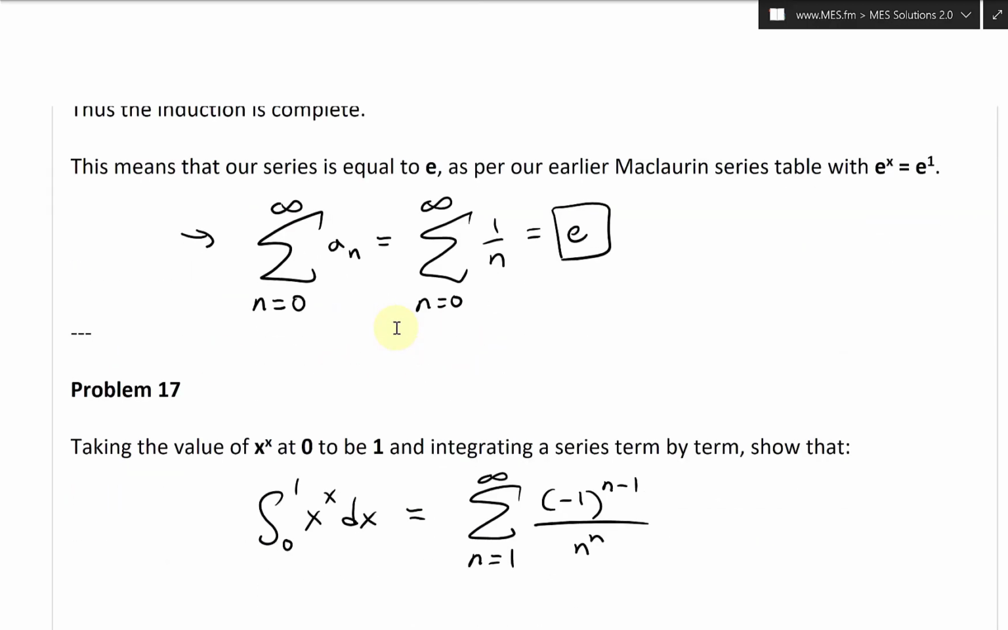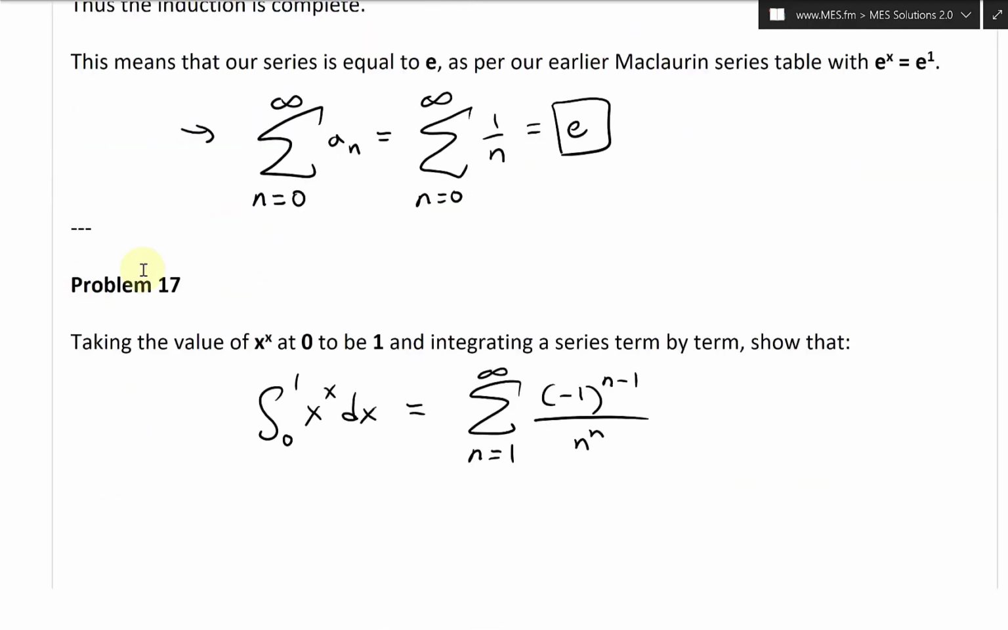Alright, so now that we're done with problem 16, let's take a look at problem 17. This one states: taking the value of x to the power of x at 0 to be 1, in other words 0 to the power of 0 equals 1, and integrating a series term by term, show that the integral from 0 to 1 of x to the power of x dx is equal to the summation from n equals 1 to infinity of negative 1 to the power of n minus 1 divided by n to the power of n.